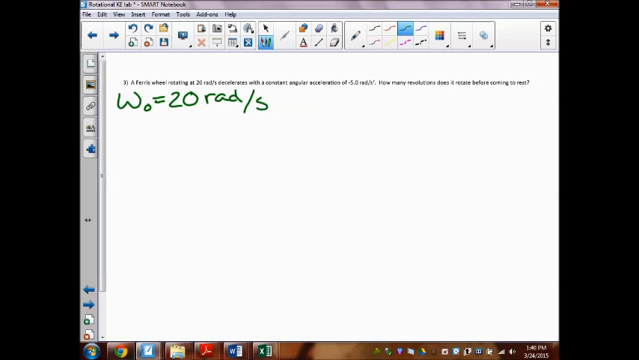So let's write down what I know. I know my initial angular velocity is 20 radians per second. My angular acceleration is -5 radians per second squared. And I'm looking for revolutions. So really what I need to do is find theta.